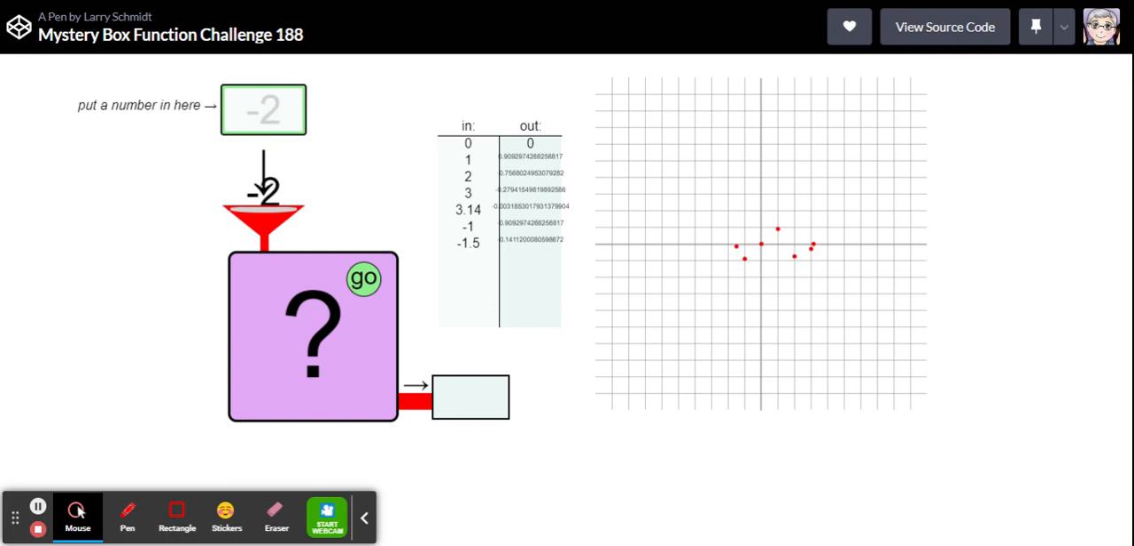Let's try a negative 2. Yeah, and I'm going to do a negative 3.14, approximate negative pi here. Okay, so I think you can start to see from the dots here that we've got that waveform, and so it's either sine or cosine, and I'm thinking sine because at 0, it's 0.